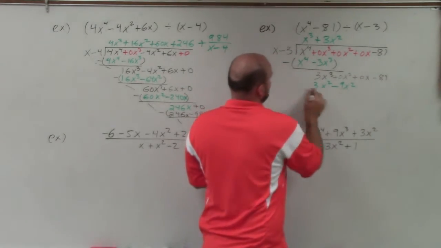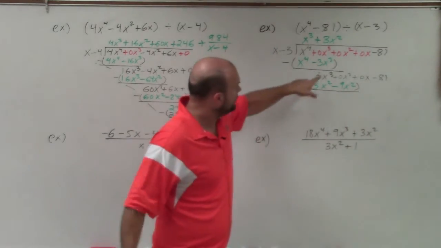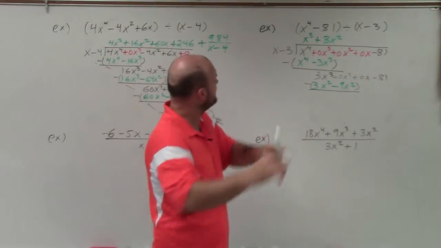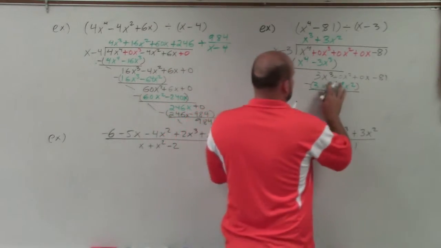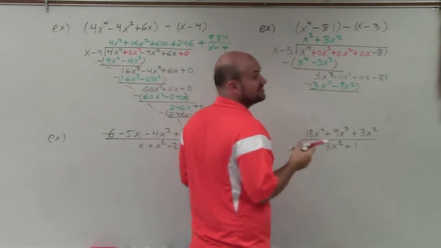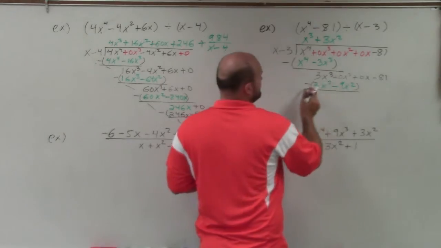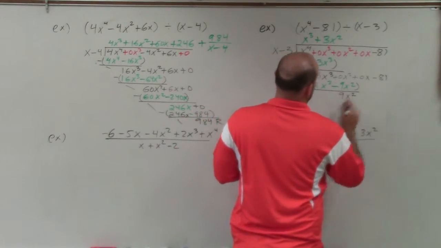OK. Again, we go ahead and subtract. Make sure you put in parentheses. 3x cubed minus 3x cubed is going to give me 0x cubed. We've got to be very careful with this. Then, minus a negative is going to give me a positive 9x squared.